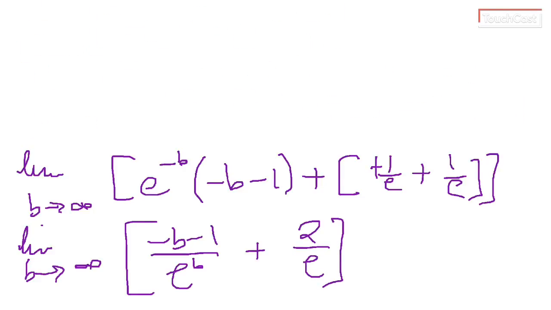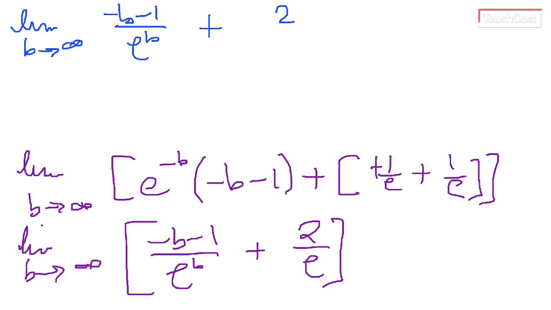So again, I'm going to start at the top of the screen and change color, just so you know. Notice the second half, the part that comes after the plus sign, doesn't have any b's in it. When we think about all the way back to chapter 2, all the different ways you can break up limits, it's going to be the same as the limit as b goes to infinity of negative b minus 1 over e to the b plus the limit as b goes to infinity of 2 over e, which is just 2 over e. This part's not going to change.